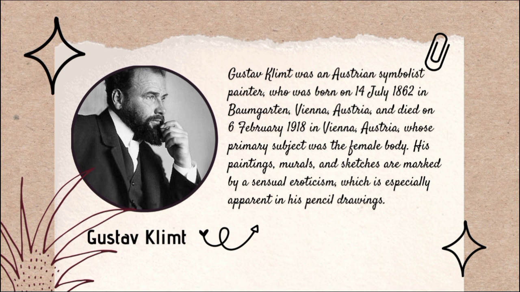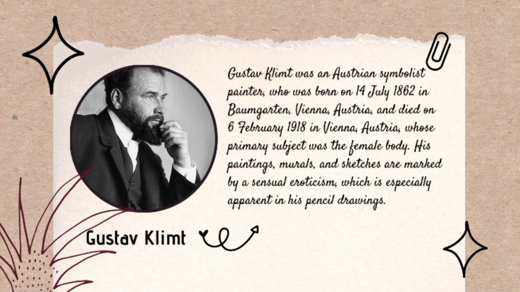My favorite artist is Gustav Klimt. Gustav Klimt was an Austrian symbolist painter who was born on 14th of July 1862 in Baumgarten, Vienna, Austria, and died on 6th of February 1918 in Vienna, Austria, whose primary subject was the female body. His paintings, murals, and sketches are marked by a sensual eroticism, which is especially apparent in his pencil drawings.